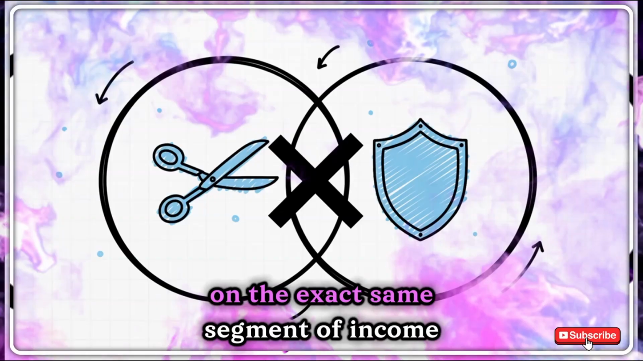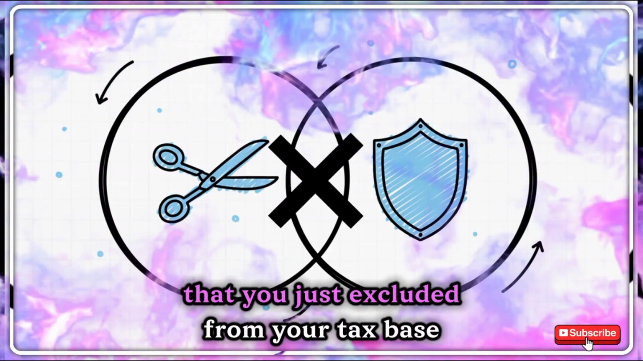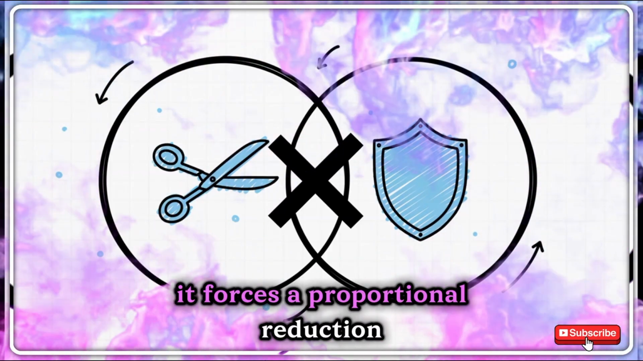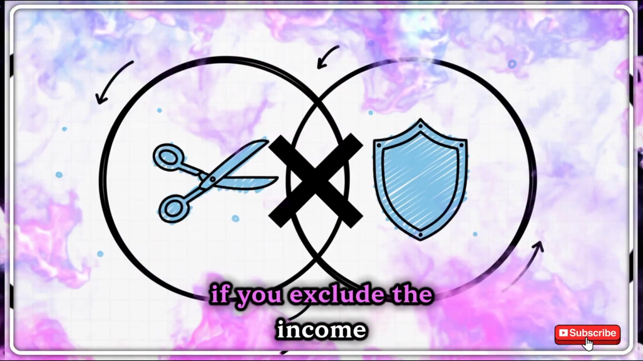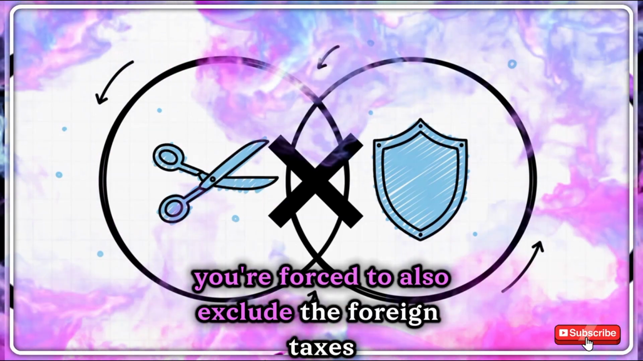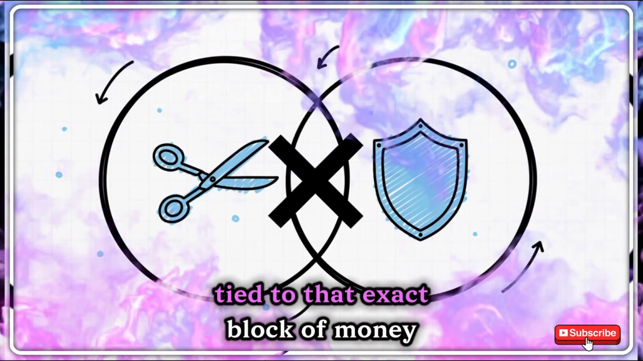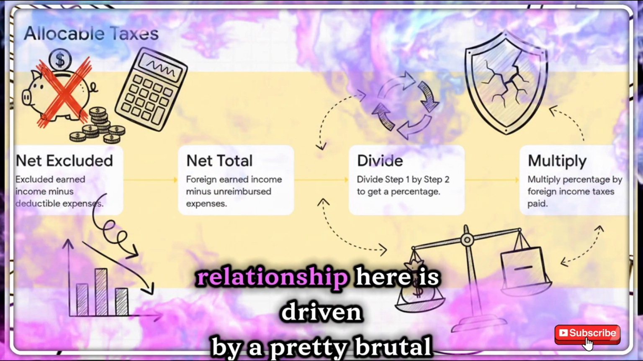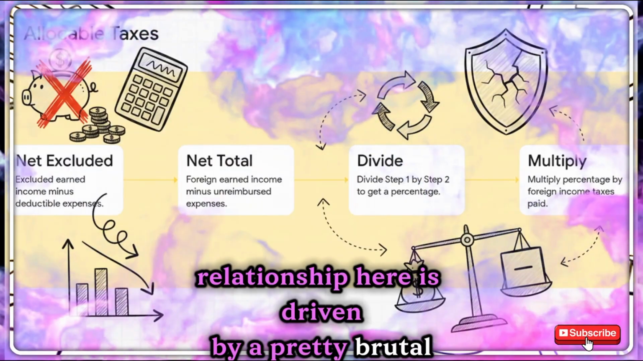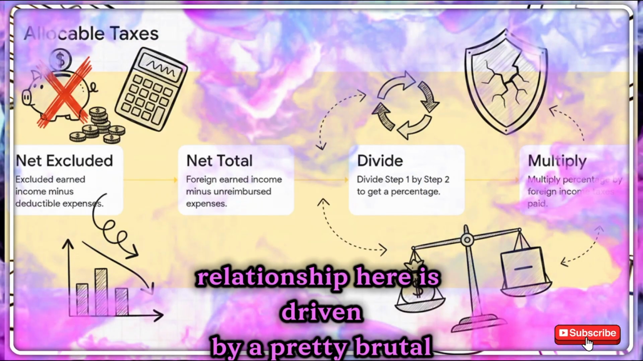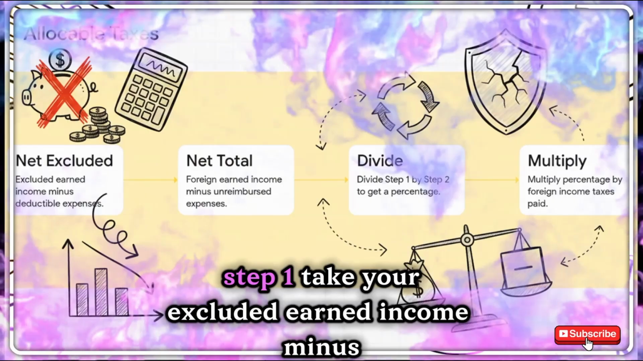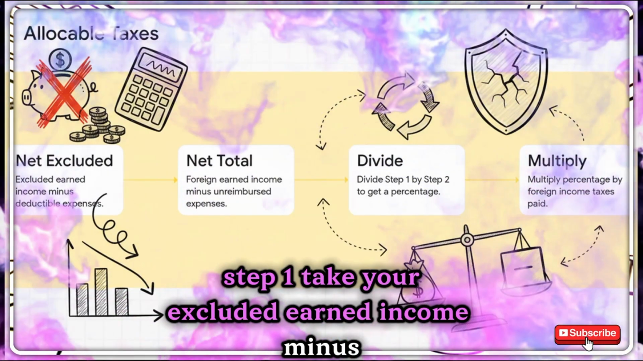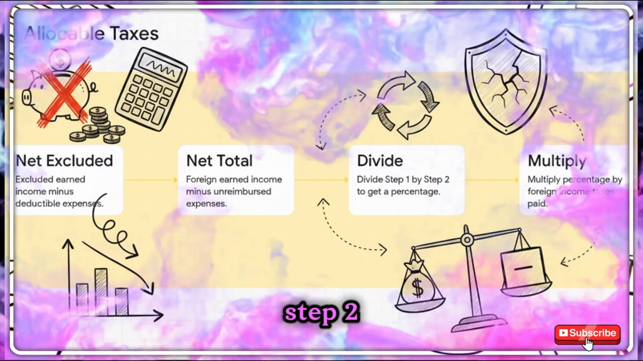The cause and effect relationship here is driven by a pretty brutal formula. Step 1, take your excluded earned income minus expenses. Step 2, take your total foreign earned income minus expenses. Step 3, divide the first by the second. And step 4, multiply that percentage by your foreign taxes paid. That resulting number, that's the exact amount of foreign tax permanently stripped of its credit eligibility.